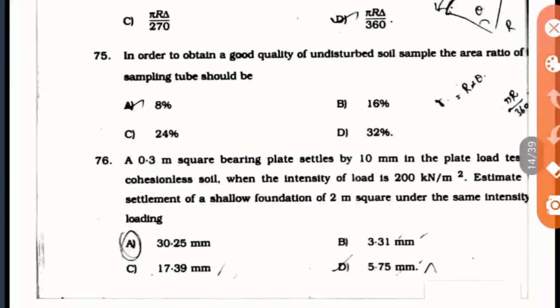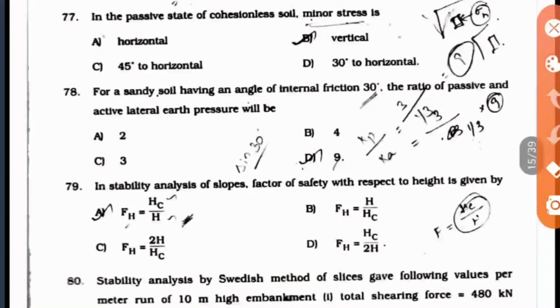Therefore, here option A is the right answer. Question 77. In the passive state of cohesionless soil, the minor stress is what? Here, passive state means the structure will be having a horizontal and vertical reaction. In the passive state, the horizontal reaction will be more, so the wall acts towards the soil.